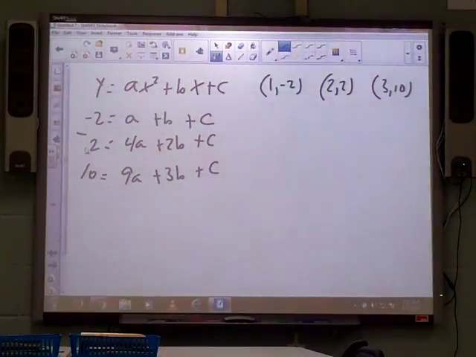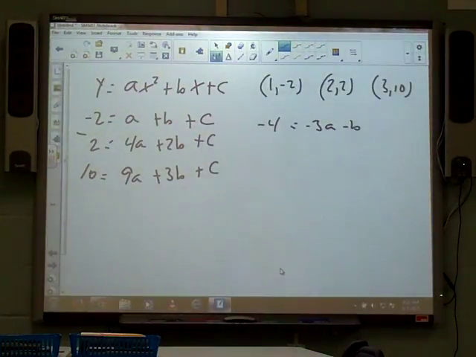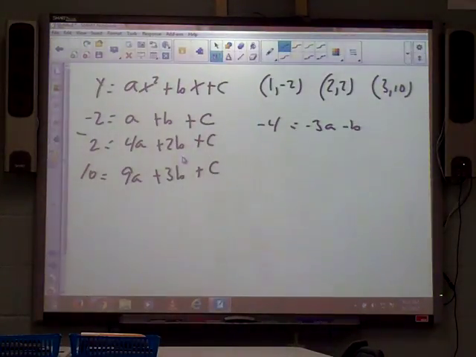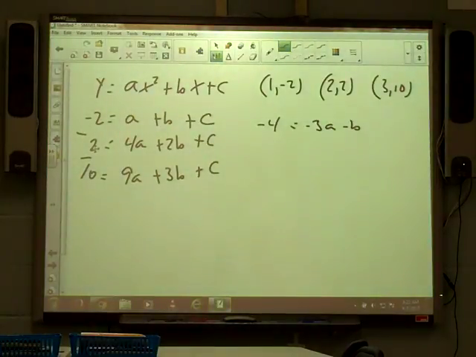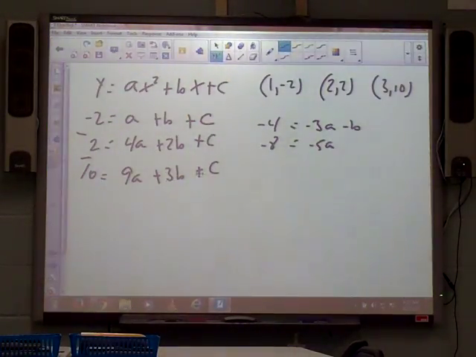Okay, so I got -2 minus 2, that's -4. A minus 4a. B minus 2b. And c minus c is gone. Okay, now I got to get another new equation with no c's, so I'm going to subtract the second and the third one to eliminate those c's. 2 minus 10. 4a minus 9a. 2b minus 3b. And my c's are gone.